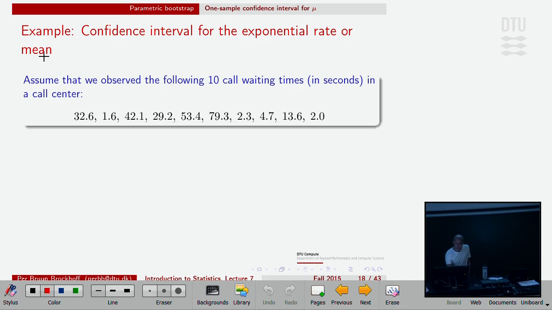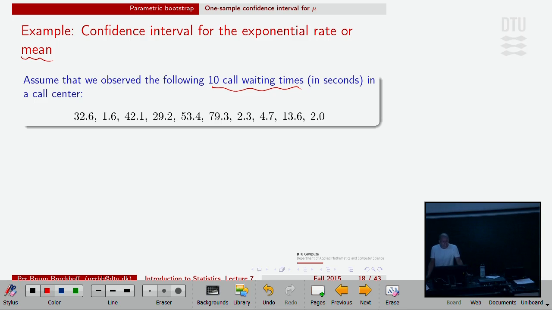So now I want to do statistics on something that I haven't even taught you. Namely, what if I have some data, you could say, for instance, waiting times in a call center. 32 seconds, 1.6 seconds, 42 seconds. And I've already learned previously that when I have waiting times in such a random system, probably the exponential distribution is the best immediate guess of which probability model is the right one to use for such outcomes.